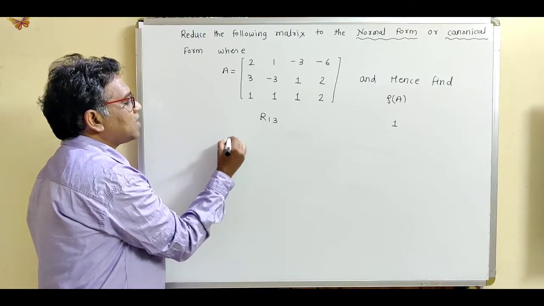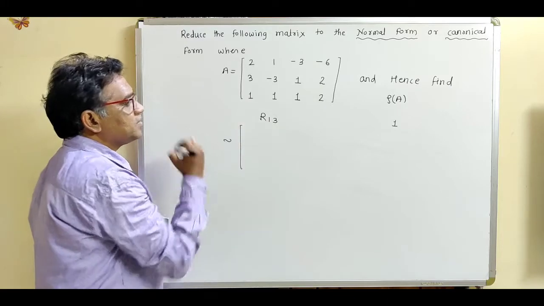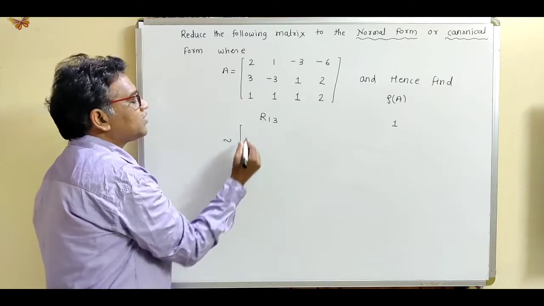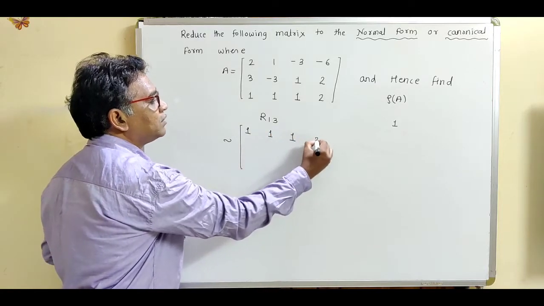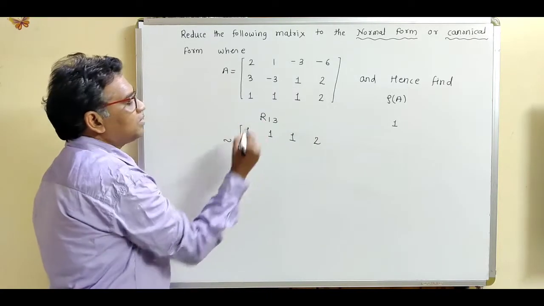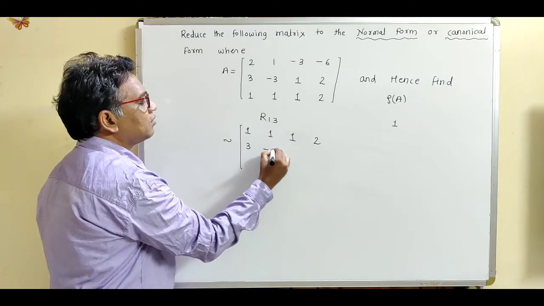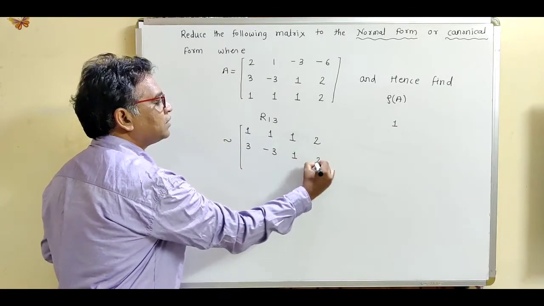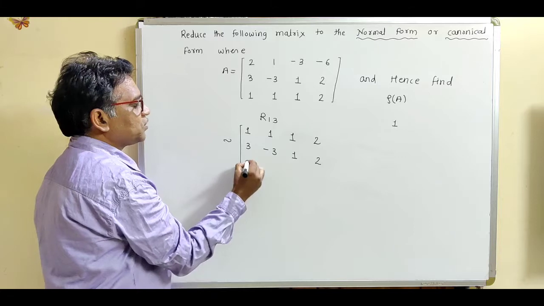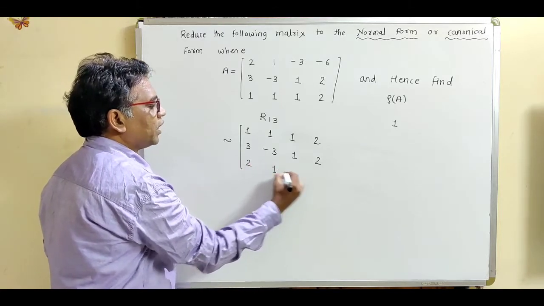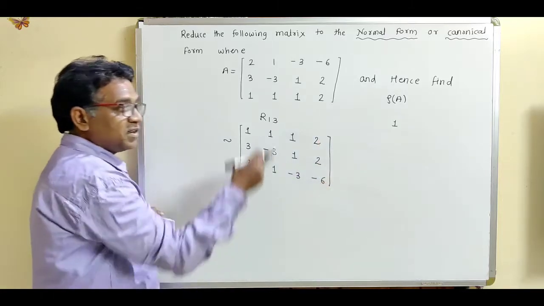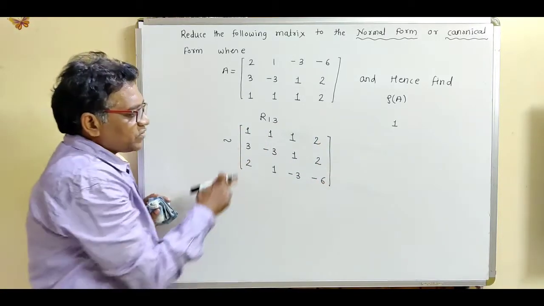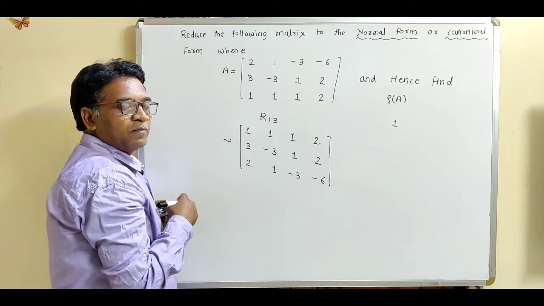So write down the transformation matrix. Write down this third row: 1, 1, 1, 2. Write down this second row as it is: 3, minus 3, 1, 2. And write down this first row: 2, 1, minus 3, minus 6. So see, this is the first step. First of all, make the first element 1.